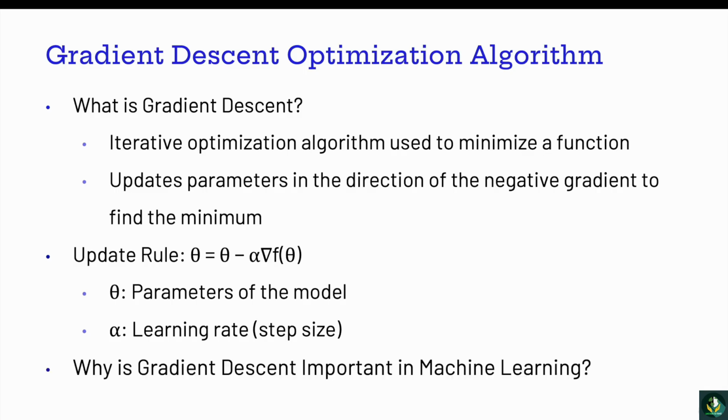Now, why is gradient descent important in machine learning? It's used in training models to minimize the loss functions and find optimal model parameters. And that's why it's very important to understand how this works. Now, let's go ahead and jump directly into our hands-on exercises.